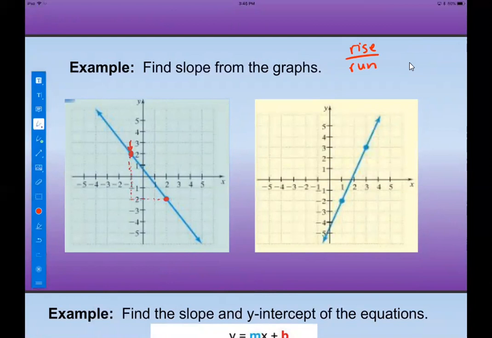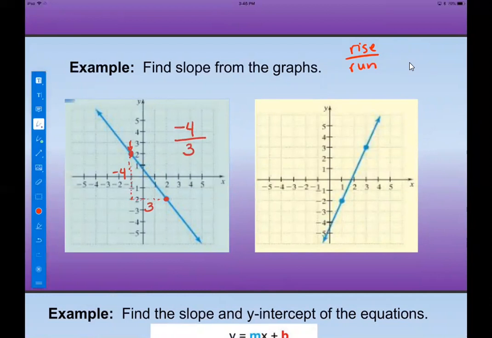And let's count. That's 1, 2, 3, 4. Down is going to be negative, so that is a negative 4. To the right is positive. We're going 1, 2, 3. So the slope of this line, rise is down 4, run is to the right 3. So the slope of this line would be negative 4 over 3.